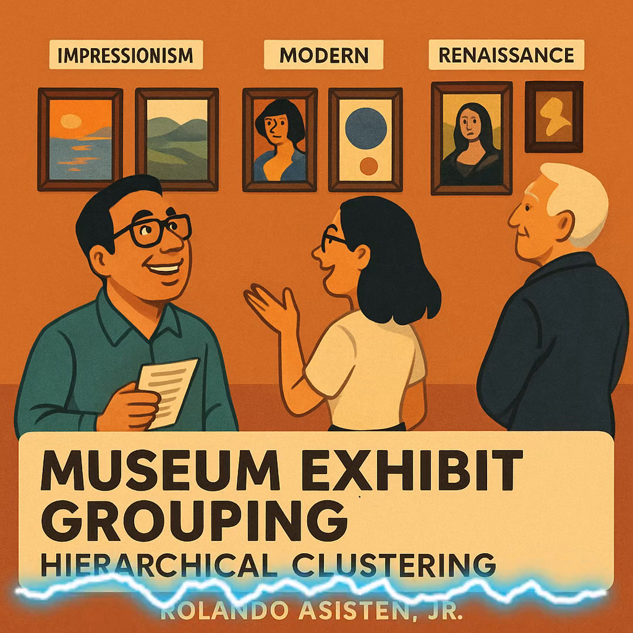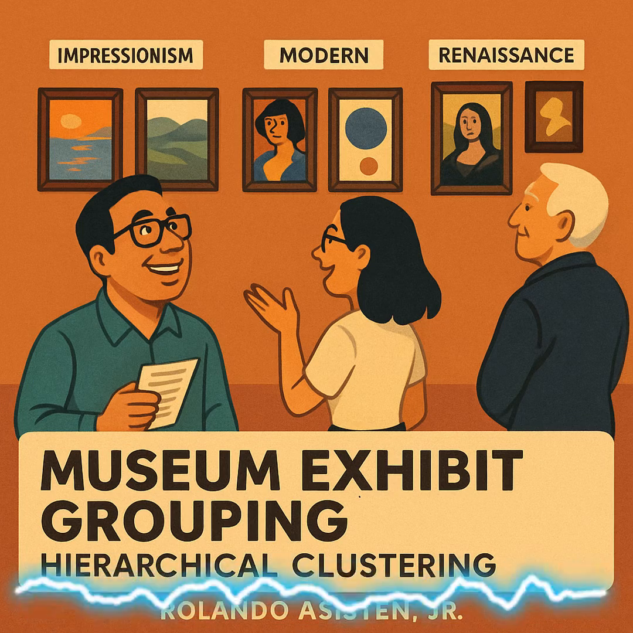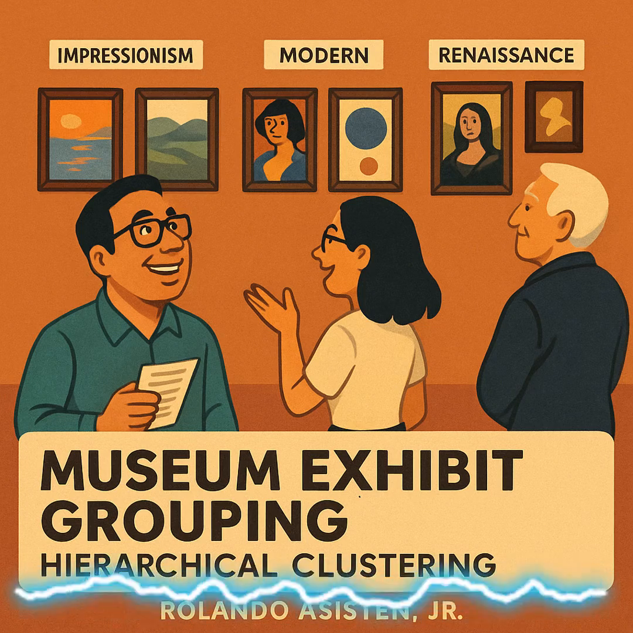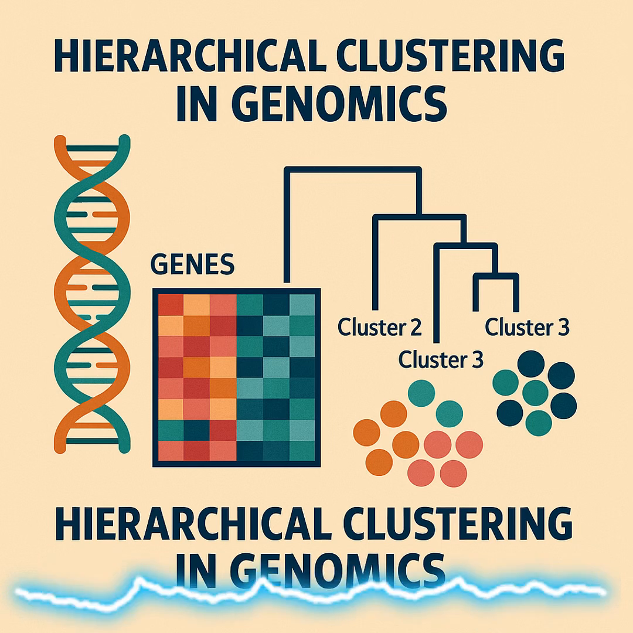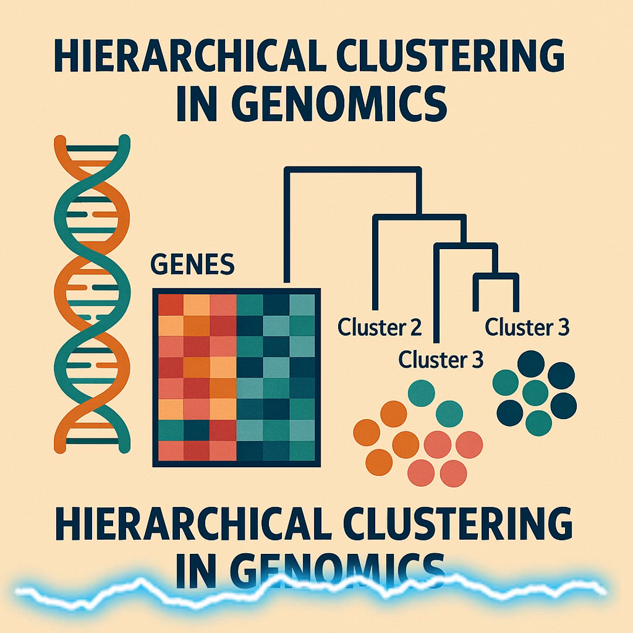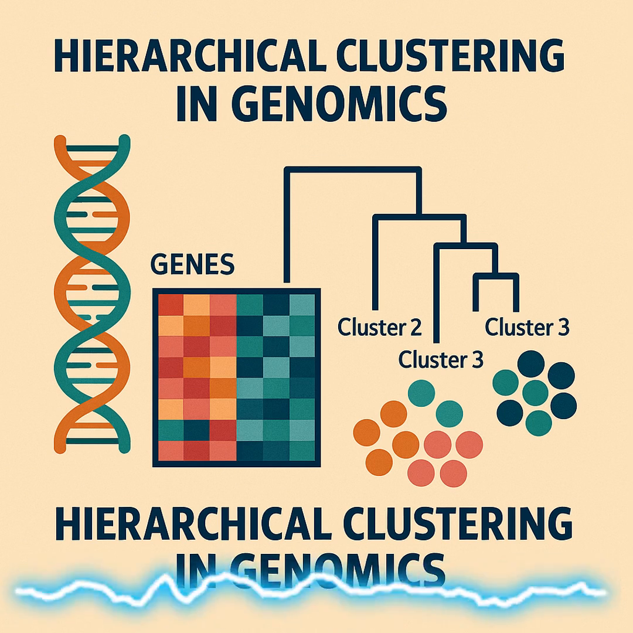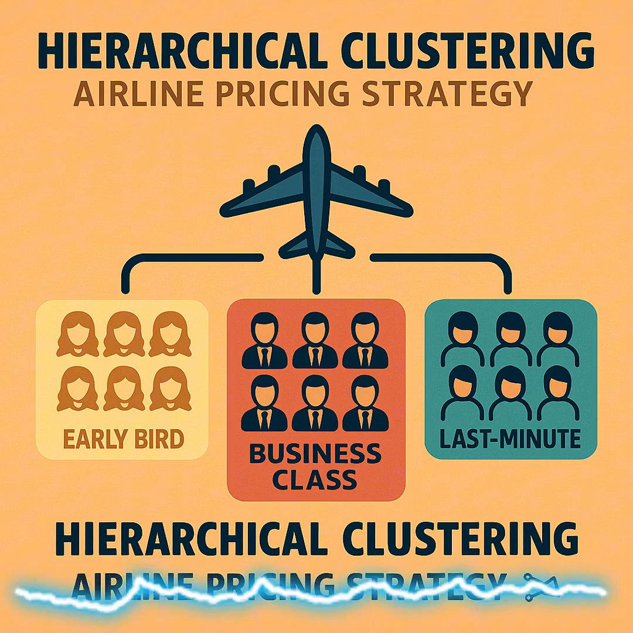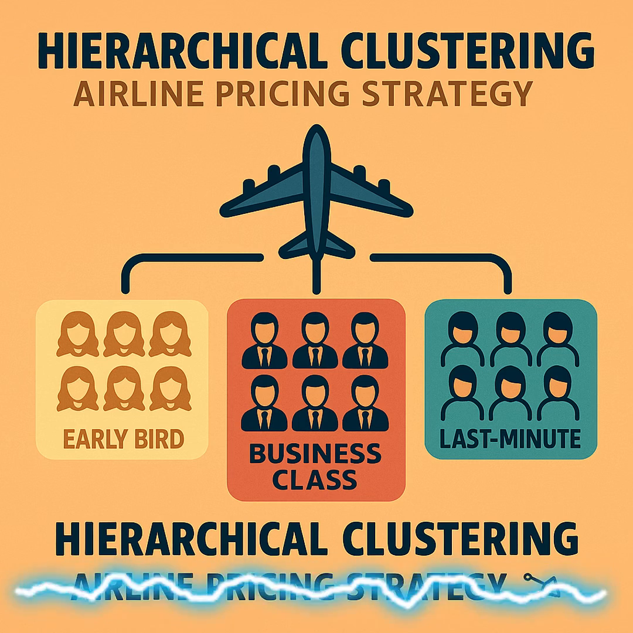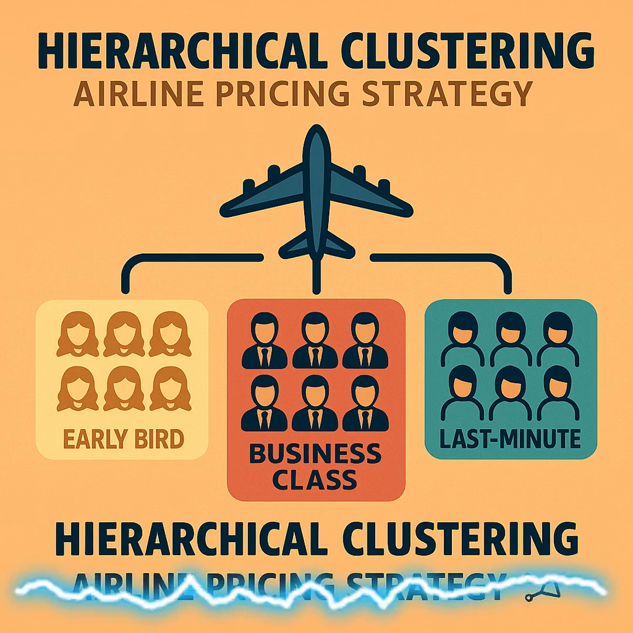Let's look at how this algorithm works in the real world. First, museum curation. Museums use it to group artworks by style, era, or artist, allowing curators to design themed exhibits that make sense together. Second, genomic research. Scientists use it to analyze genetic patterns, finding relationships between species or identifying genes linked to diseases. 3. Airline pricing. Airlines cluster travelers based on booking behavior, like how early you buy, your destination, or seat preferences, to tailor personalized promotions or dynamic pricing.